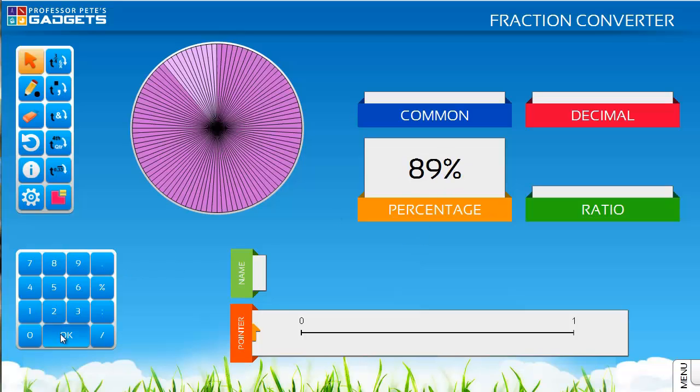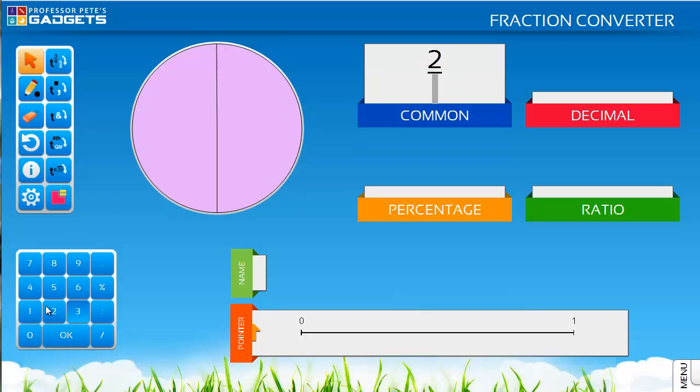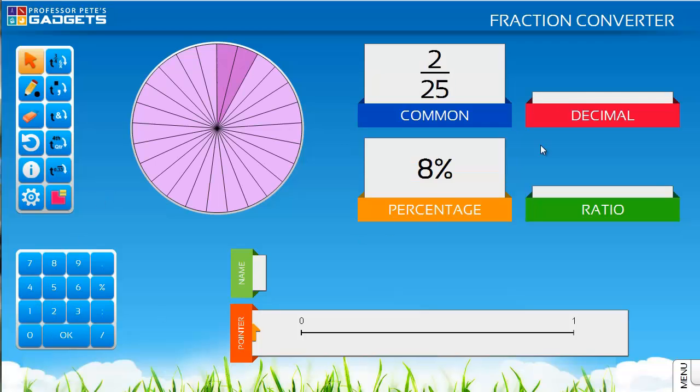Close the other boxes down and enter 89%. Have the students find the common fraction and decimal equivalent. Have them locate that percentage on a number line. Enter a common fraction and ask for the percentage equivalent, and so on.